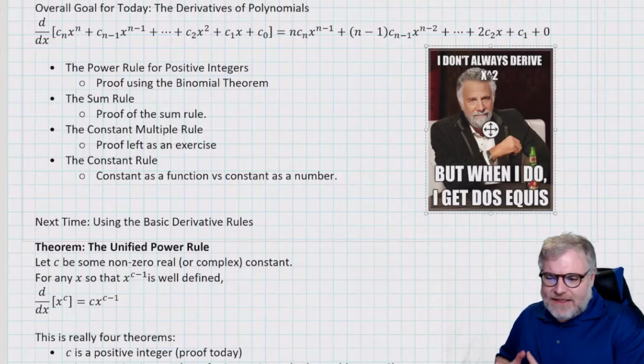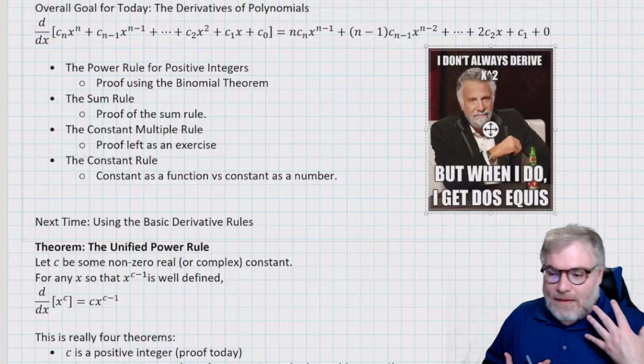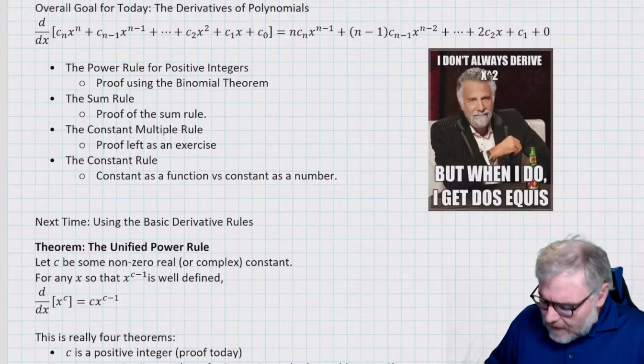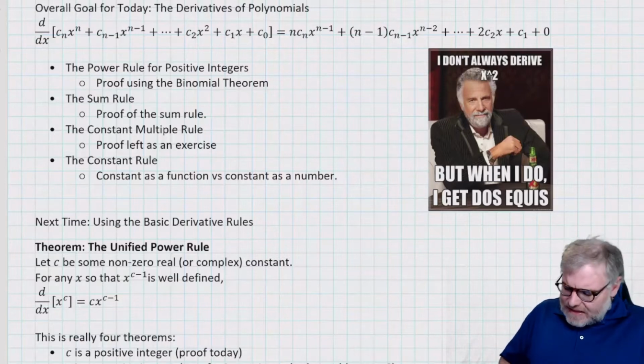Hence the joke: I don't always derive x squared, but when I do, I get dos equis. So this is the thing that people remember, right? It's kind of like the Pythagorean theorem. This is the rule that everybody will remember 10 years from now. But it doesn't work for everything, though it does work for a lot.